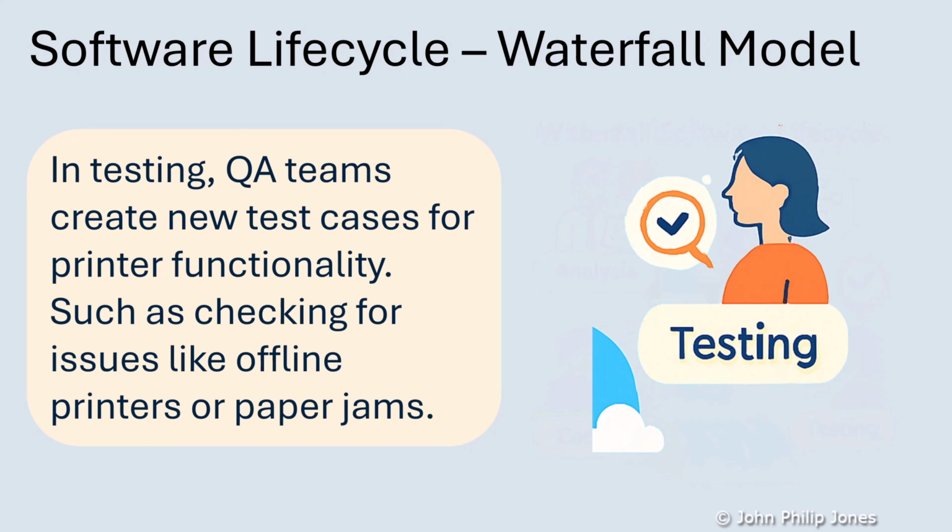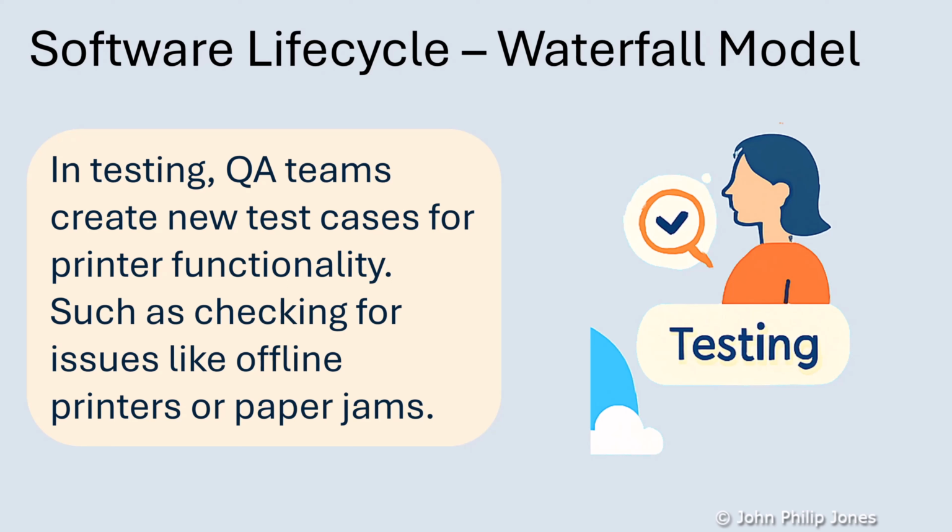QA teams create new test cases for printer functionality, such as checking for issues like offline printers or paper jams. And QA, by the way, stands for quality assurance. Let's consider a typical test case. The computer programmers will have written code to batch print a number of student report cards. It's bound to happen that somebody will have switched off the main printer that does the printing on the system, or there might be a paper jam.